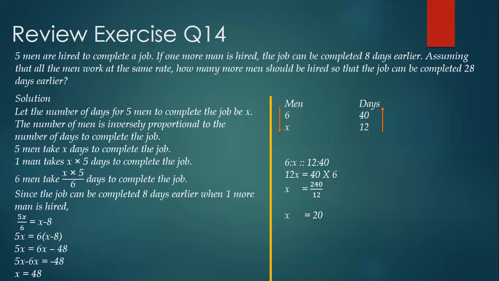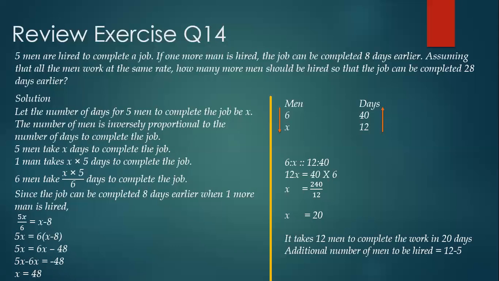Now, previously we knew that originally there were 5 men. So how many more men are required? The question is, how many more men are required or should be hired? So we are going to subtract 5 from 20. That means the additional number of men required is 15.